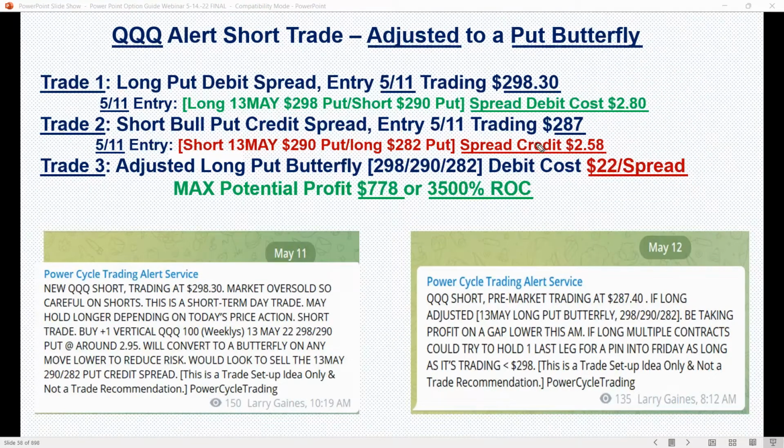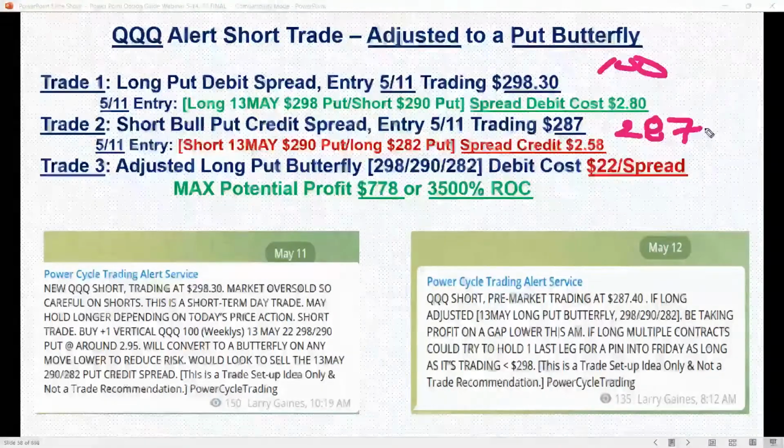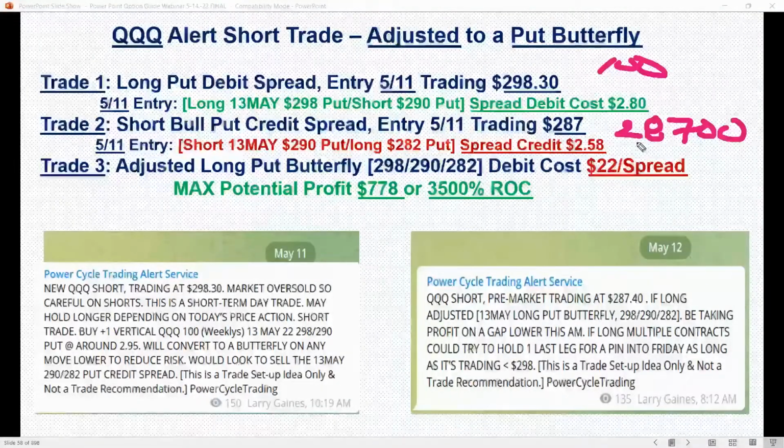So, in this example, when it was trading down to, let's say 282, if we'd had 100 shares times 287, so we're looking at that risk would be like $28,700 of risk.